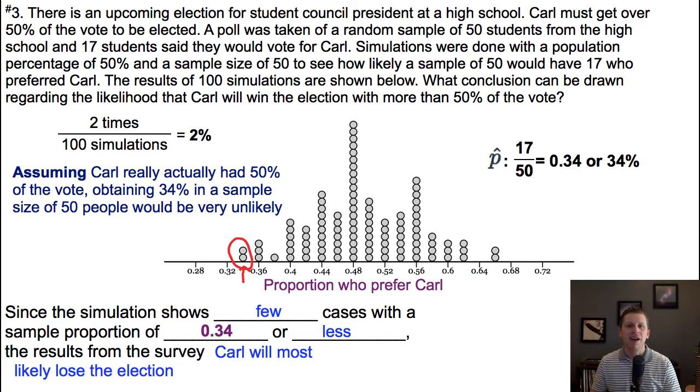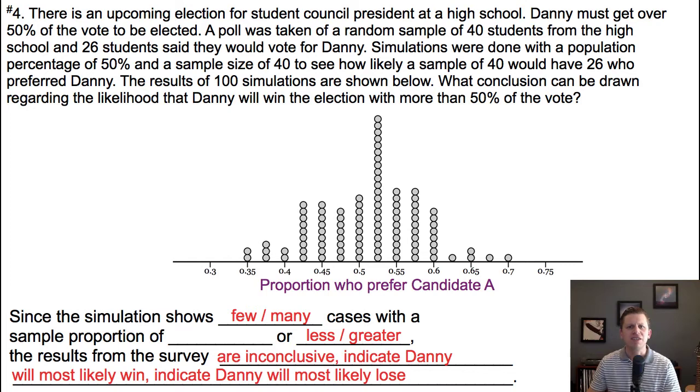Let's try one final example. This question here is very similar to all of the other ones we did today. There's an upcoming election for student council president, and Danny is running, and he must get 50% of the vote to be elected. A poll was taken of a random sample of 40 students, and 26 students said they'd vote for Danny. Simulations were done with a population percentage of 50% and a sample size of 40 to see how likely a sample of 40 would have 26 students who preferred Danny. The results of 100 simulations are shown below.